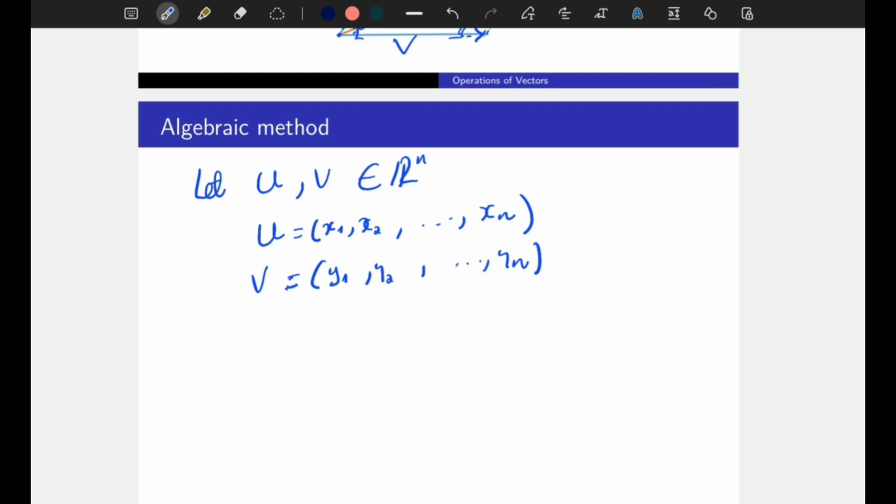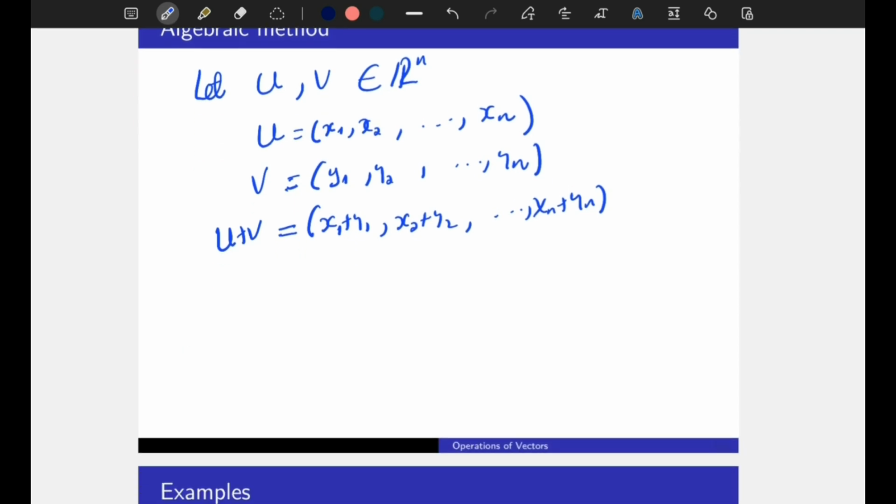In the other video you can get it. So when you add the two vectors u plus v, it is simply adding the corresponding coordinates, like this: x1 plus y1, x2 plus y2, up to xn plus yn. This is how we add the two vectors.